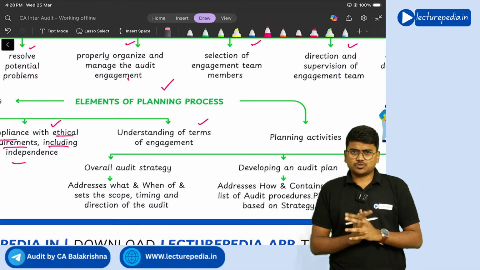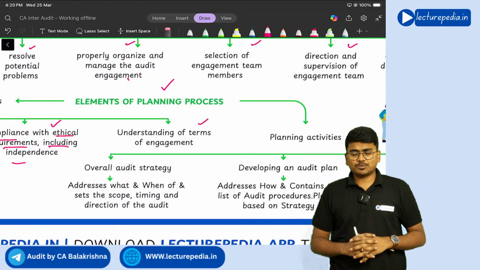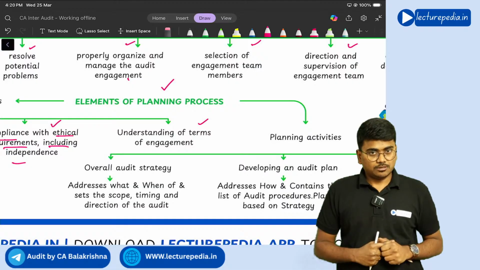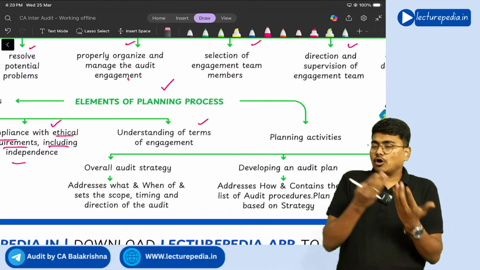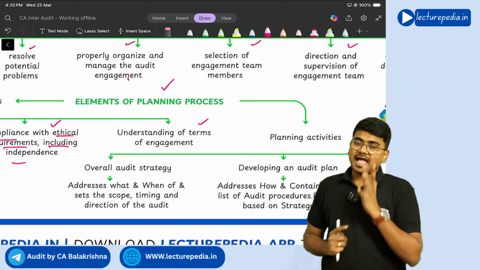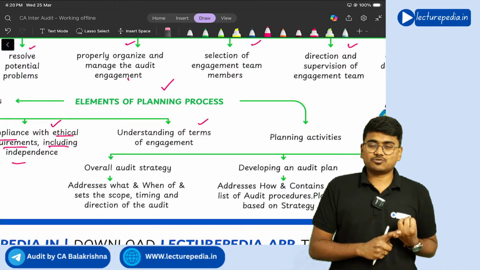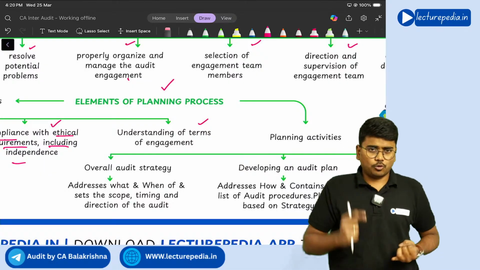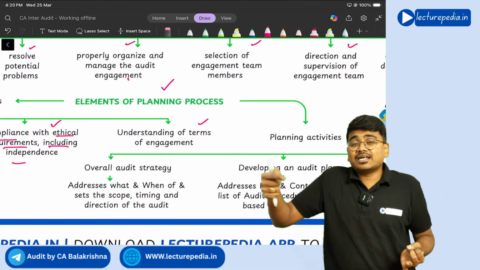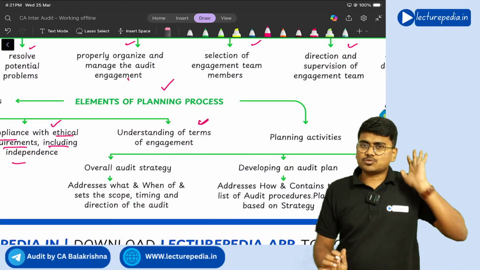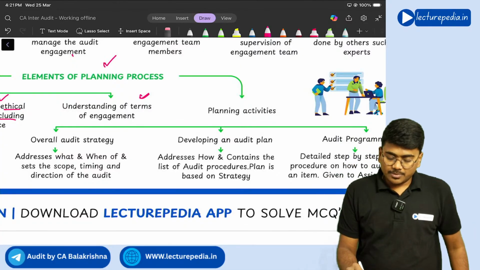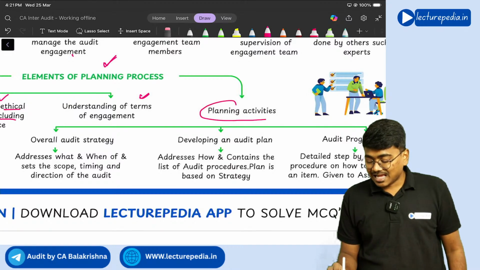Next, understanding of the terms of engagement. In the engagement letter, the terms of engagement will be there. There should be proper understanding of the terms of engagement between you and the client. This point we have already seen in SA-210. All these come under preliminary engagement activities. So under preliminary engagement activities, the first one is client acceptance and continuance procedure. Under that there are 4 points. Next, compliance with ethical requirements including independence while conducting the audit. And finally, understanding the terms of engagement. Got it? Yes.